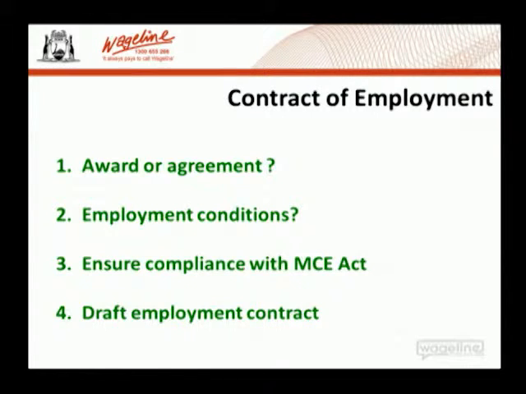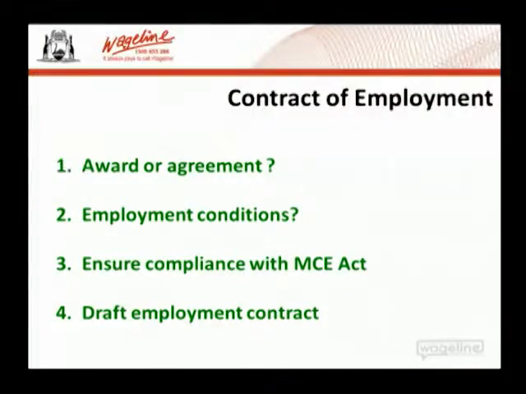Again, like with anything in the employment relationship, you've got to make sure that it complies with the Minimum Conditions of Employment Act. Now, I've talked about this a bit in previous sessions. The Minimum Conditions of Employment Act is the minimum safety net that all employees have covering them in the West Australian system. Any contract has to make sure that it does not go below any of the entitlements in that particular act. The same way that you can't sign away as an employee, you can't sign away any of your minimum entitlements.